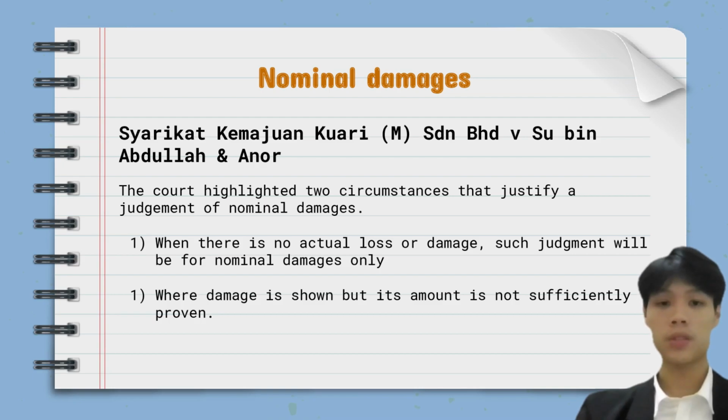First of all, nominal damages are recognized in Malaysian contract law, although not expressly stated in statutory provision. This can be seen in the case of Syarikat Kemajuan Khairy Sdn Bhd and Subin Abdullah and another, where the court highlighted two circumstances that justify a judgment of nominal damages. First, when there is no actual loss or damage, such judgment will be for nominal damages only. Or, second, where damage is shown but its amount is not sufficiently proven. The absence of evidence of such amount of loss would entitle the plaintiff to nominal damages only.